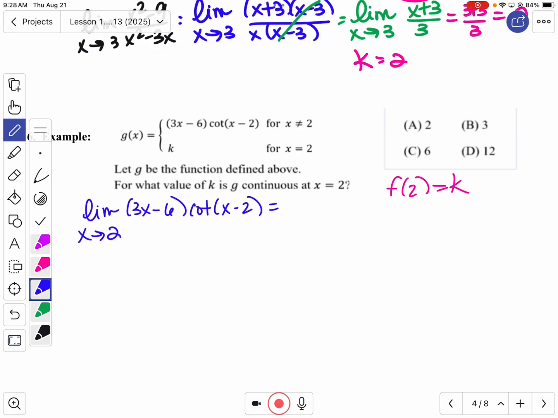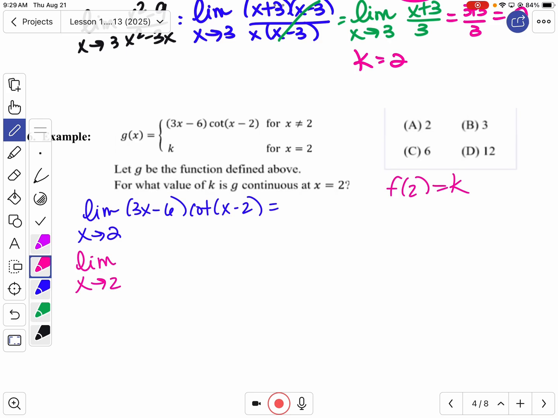If I plug 2 in, 3 times 2 is 6 minus 6, that's 0. What is cotangent at 0? It's undefined, okay? So this is an indeterminate form. So here's what we're going to do. We're going to have to get creative, and let's use a trig identity.